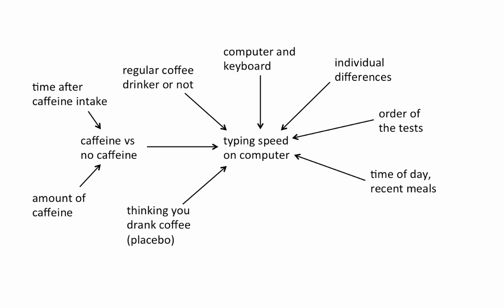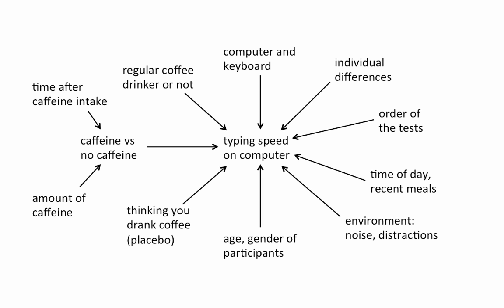Other things, the time of the day, morning or night, and recent meals, make sure everyone has no breakfast or whatever, but as long as everyone does the same thing. Also the environment, we need to make sure that some people don't do the test in a noisy room and other people do it in a quiet room. All the conditions should be the same for all the participants. And also the age of the participants and the gender might have a role.